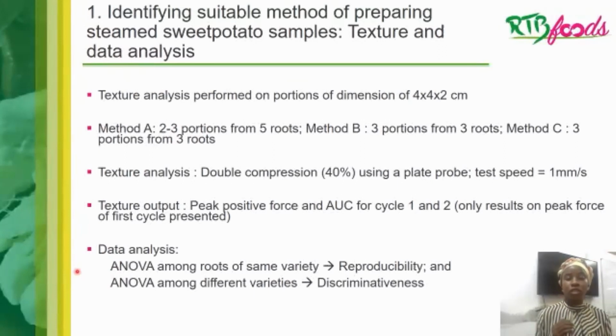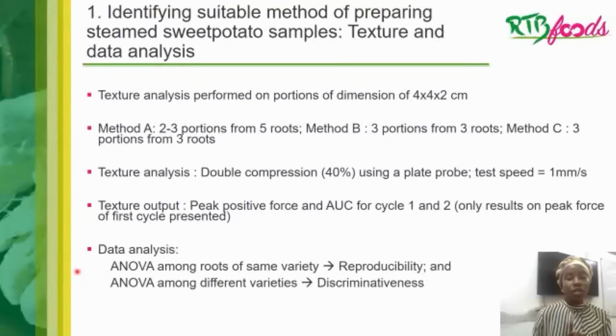So in this case, we conducted ANOVA to compare the means of the different roots of the same variety. And here we're looking for no significant difference between the means of roots of the same variety, and that would be taken as a reproducible method.